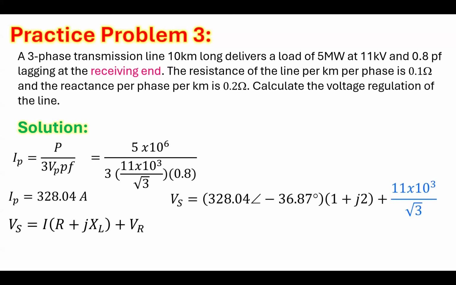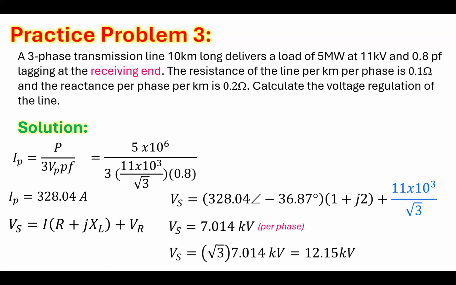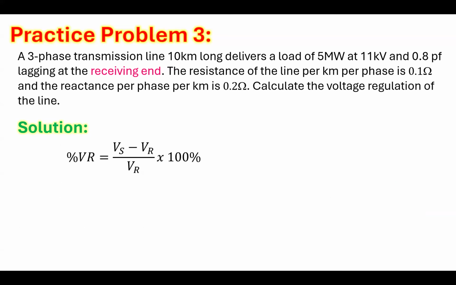So remember, our receiving end voltage should be expressed in phase voltage. So i-divide natin ng square root of 3 yung ating receiving end. So that will give us a per phase value of 7.014 kilovolts for the sending end voltage. Then, ibabalik natin, para makuha natin yung line-to-line voltage, multiply natin ng square root of 3, that will be 12.15 kilovolts. Now, we have already the value of sending end voltage and also the receiving end voltage.